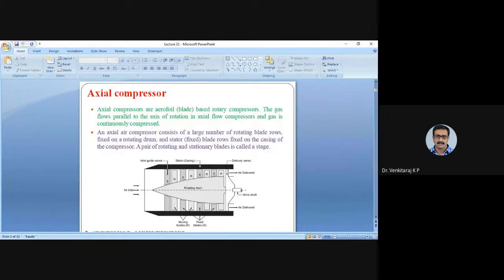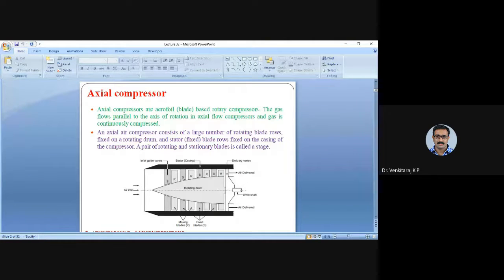At the same time, in the last class we attempted the tutorial on the centrifugal compressor, which is a dynamic type compressor. So the axial compressor is also a dynamic type compressor. The difference between the axial compressor and the centrifugal compressor is that in the centrifugal compressor the flow direction is radial, whereas in the axial compressor the air flows in the axial direction. It flows through the compressor in the axial direction. Axial direction is parallel to the shaft of the compressor.